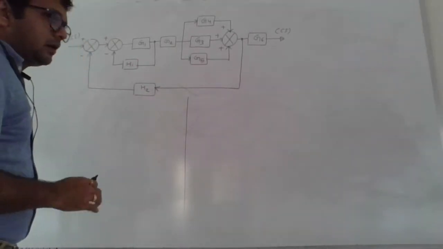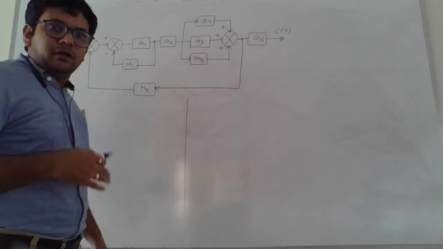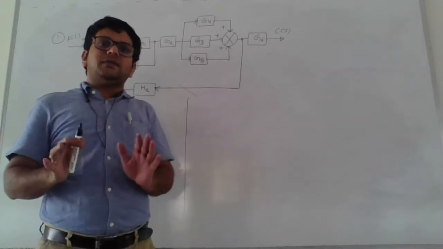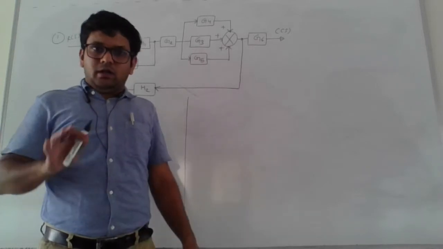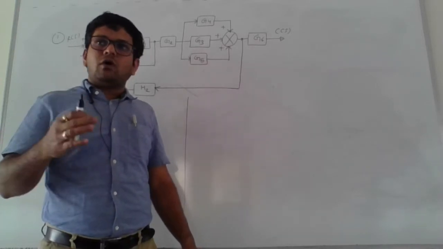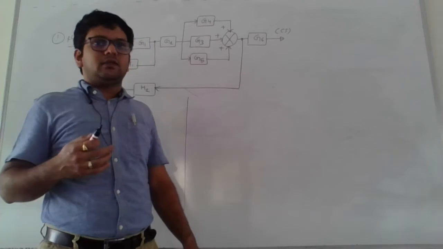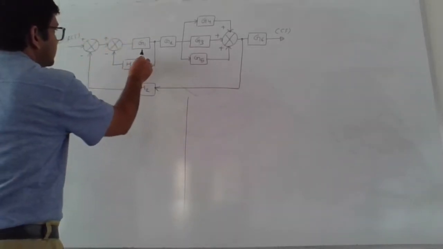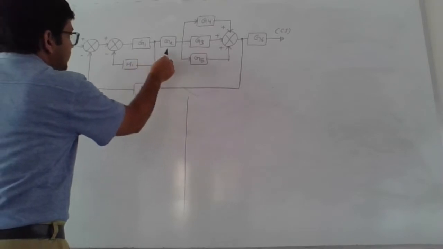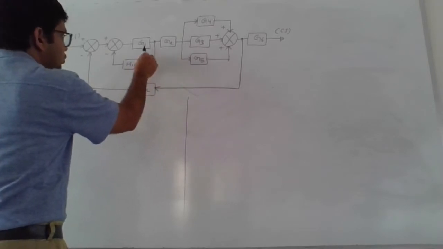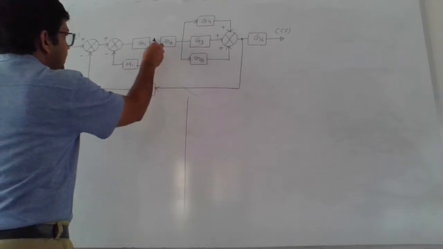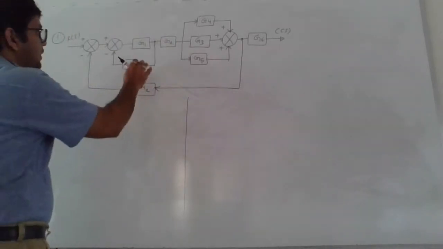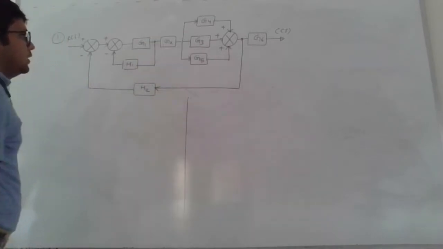Now I told you that blocks are said to be in series when they are connected back to back and they do not have any summing point, or you can say takeoff point in between them. Then we can say that those two blocks or those three blocks are connected in series combination. So if you observe the connection of this block G1 and G2, they are not in series. Why? Because though they are connected back to back, they are having a takeoff point in between them. So G1 and G2 cannot be in series.